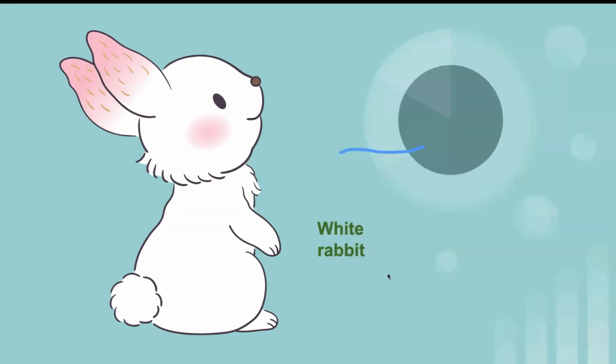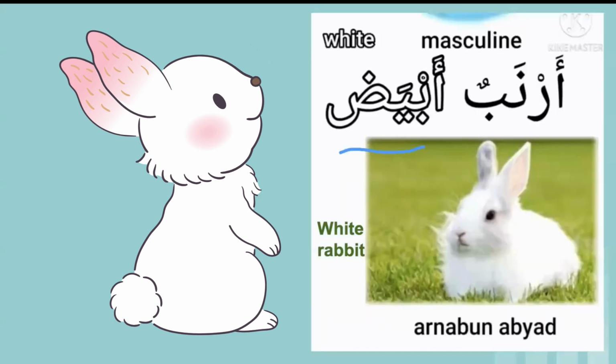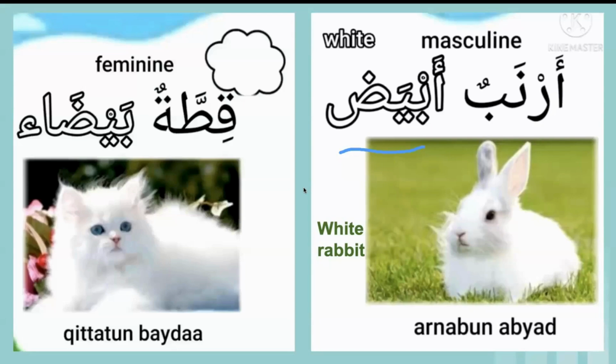How to say white rabbit in Arabic? Do you remember rabbit? Rabbit is arnab. White rabbit: arnabun abyad. And let's translate this one in the feminine form. The cat is called qitta in Arabic. Qitta is a feminine word because it's ending with ta marbuta. And we say qittatun bayda.